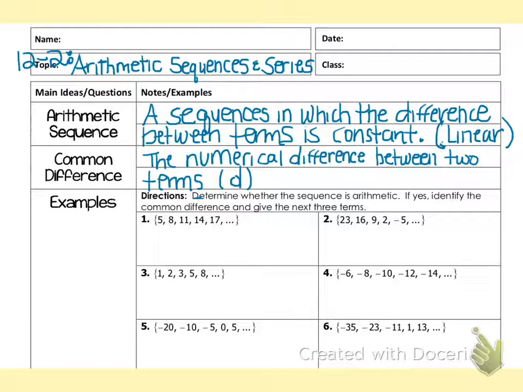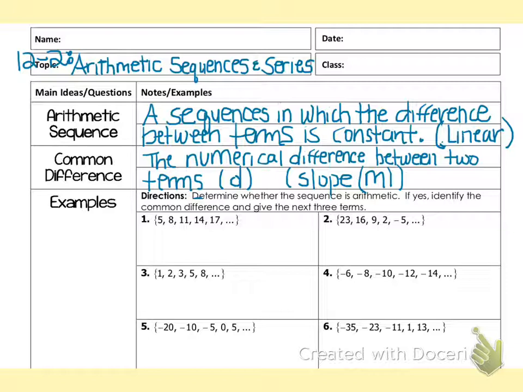This difference between two terms being constant in an arithmetic sequence is called the common difference, and that's the numerical difference between two terms. In other words, how do they differ when you compare them by subtracting? That really is similar to when we talk about slope with linear functions. It's almost like the slope, or the m, in y equals mx plus b.